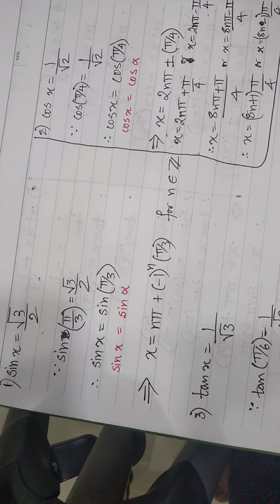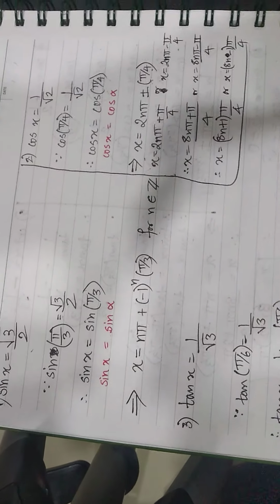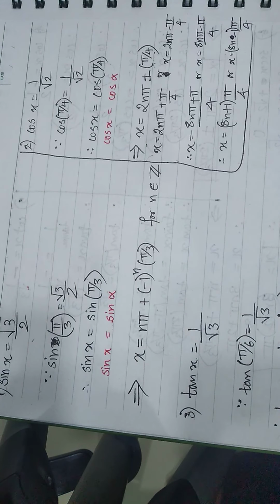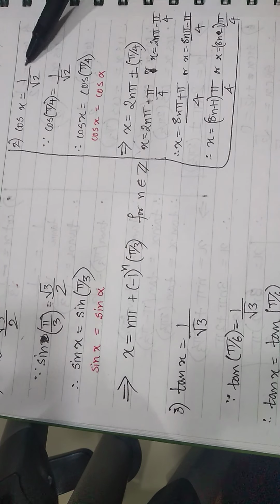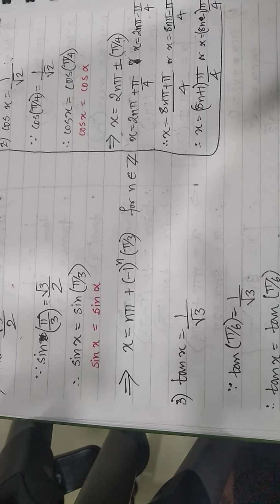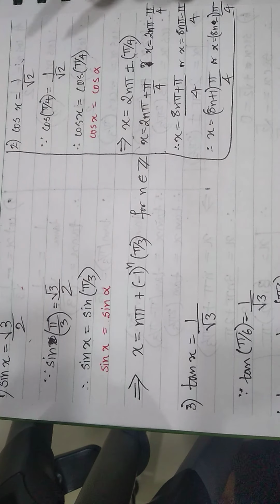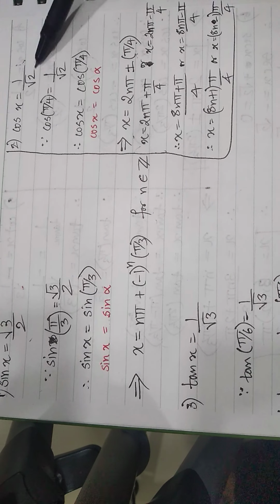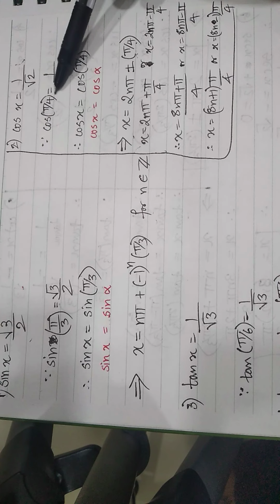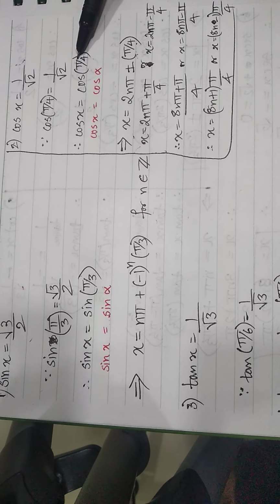Now let's move to the next one. Wait, I think I'm not able to project the entire page. Now it works. So cos x equal to 1 upon root 2. Again, same protocol. You need to identify for which angle the cos ratio will be 1 upon root 2. So we find that it is pi by 4. You write it in this form: cos x equal to cos alpha.